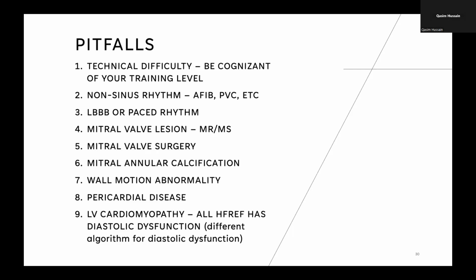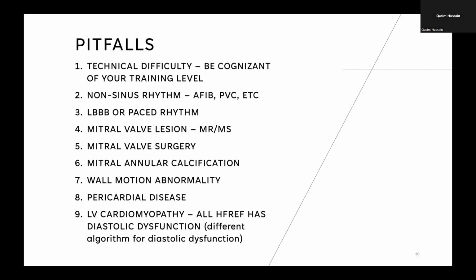And similarly, left bundle branch or paced rhythms can also confound things. With the septal movement, it can confound the way you're measuring your E velocity or E prime velocities on your septal mitral valve annulus. And other things that can affect the mitral valve also affect this. So significant mitral regurgitation or any mitral stenosis, as well as previous mitral valve surgeries, can affect your mitral valve annulus's ability to move. So your E prime numbers will all be confounded by these things.